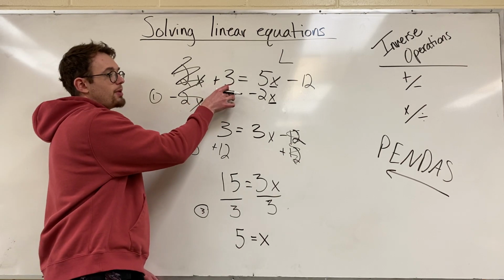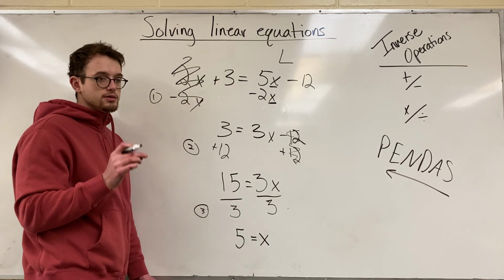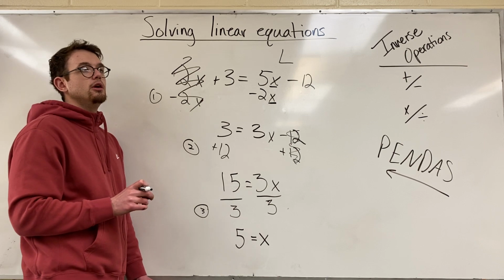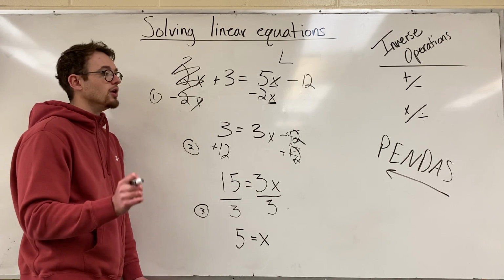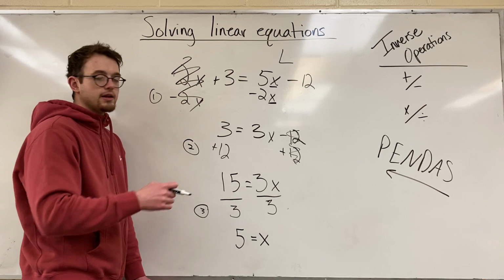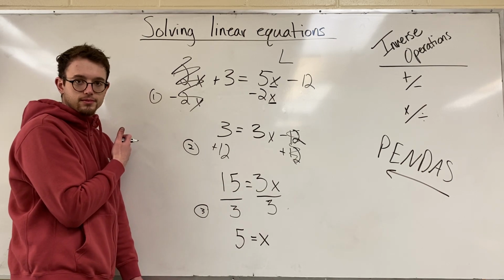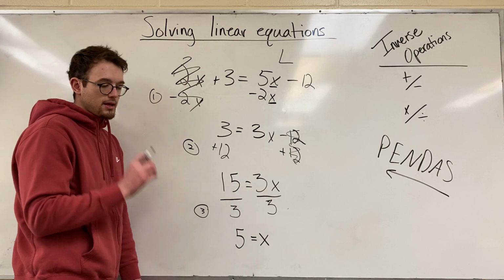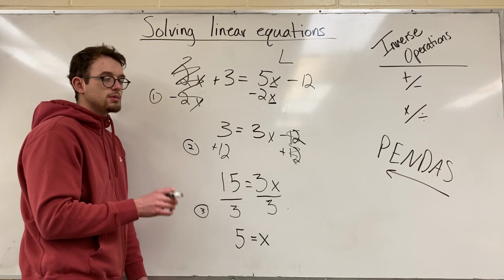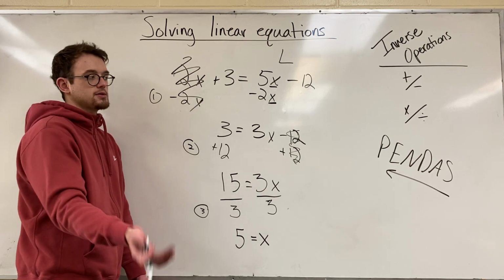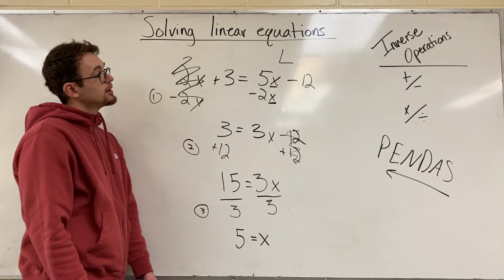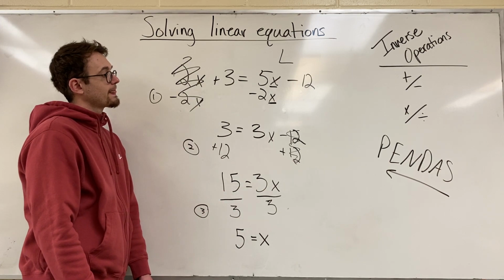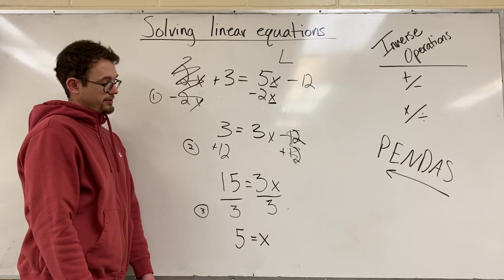The first part is you have to make a decision on what side you want the x's on and move those, and then just get the numbers on the other side. And when I say numbers, I mean the numbers that don't have an x by them. Get those on the left side, the right side. You just need them separated on the left and right sides. All right.